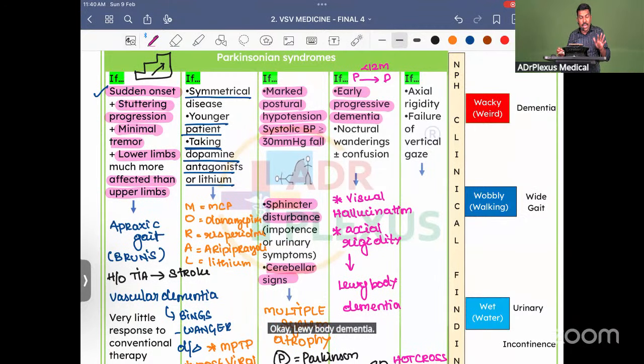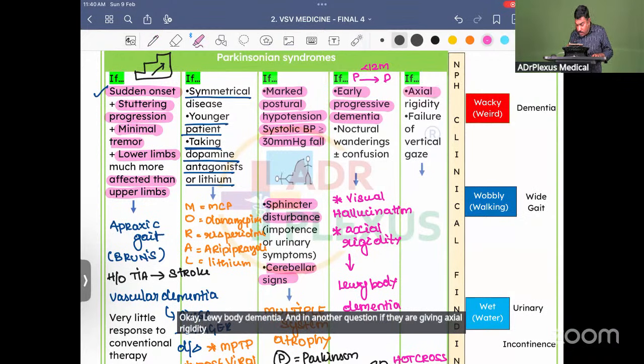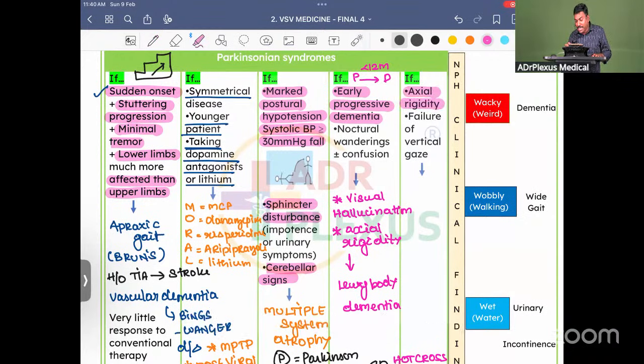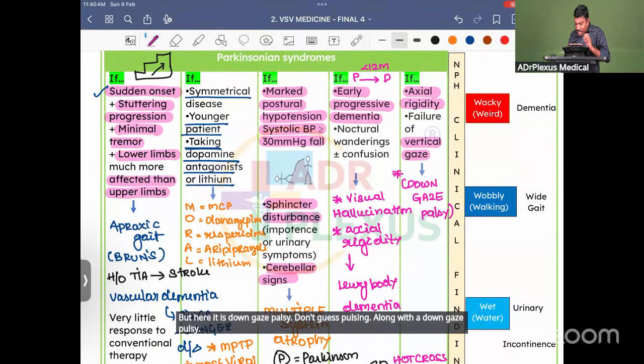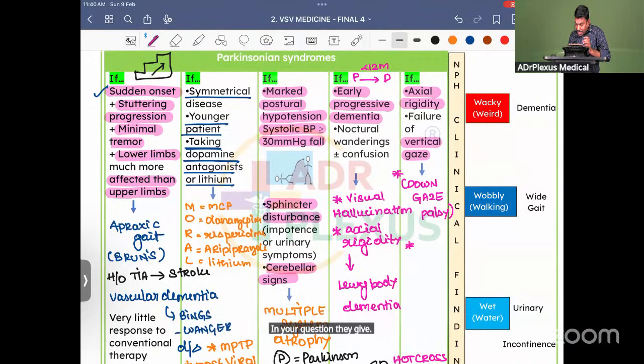And in another question, if they are giving axial rigidity and the patient has vertical gaze palsy, in this case it is a down gaze palsy. We saw up gaze palsy previously, but here it is down gaze palsy. Along with the down gaze palsy, in your question they give that the patient has square wave jerks.